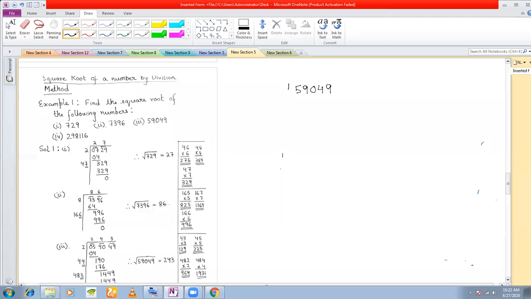59049. Draw your division table. Okay, start pairing. Your decimal point is here. You start pairing from the left. This pair, and you have only a 5. So what you do is you add a 0 here, and you pair it with 5. Okay, so the pairing is done.